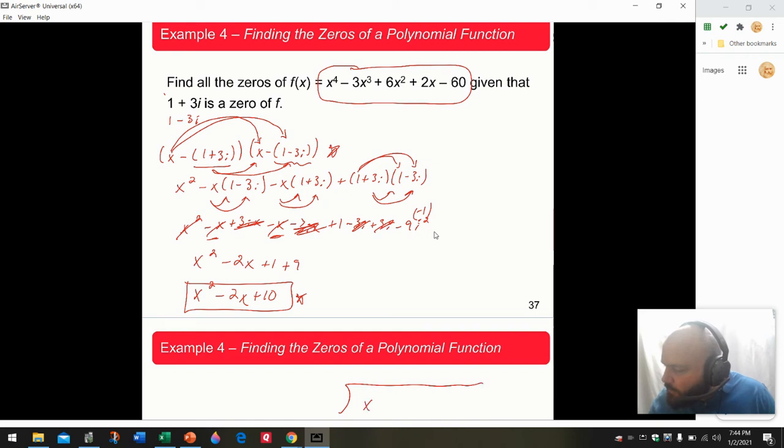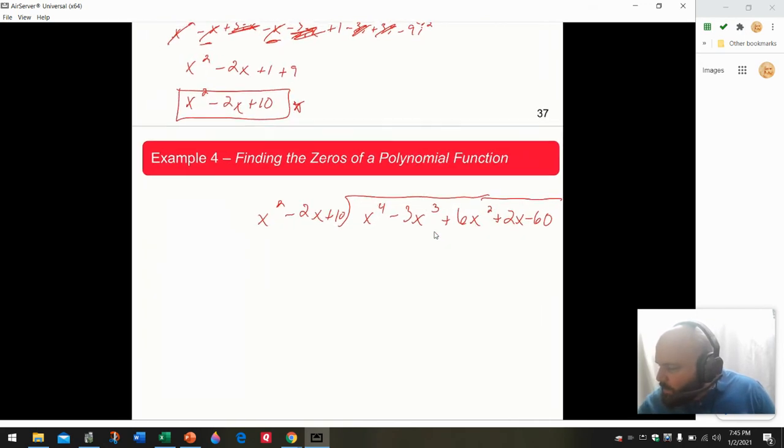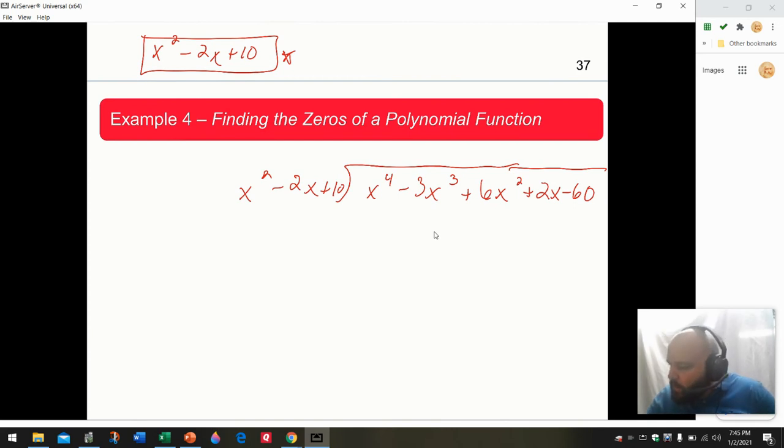So I'm going to have to do long division in this case in order to get this to work. So I'm going to write x to the fourth minus 3x to the third plus 6x squared plus 2x minus 60. All of that is going to get divided by x squared minus 2x plus 10. So this is one of those cases where we have to use long division. So x squared times x squared is x to the fourth. X squared times negative 2x is negative 2x to the third. X squared times 10 is positive 10x squared.